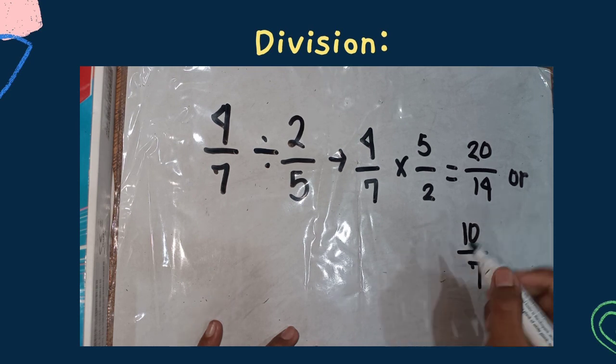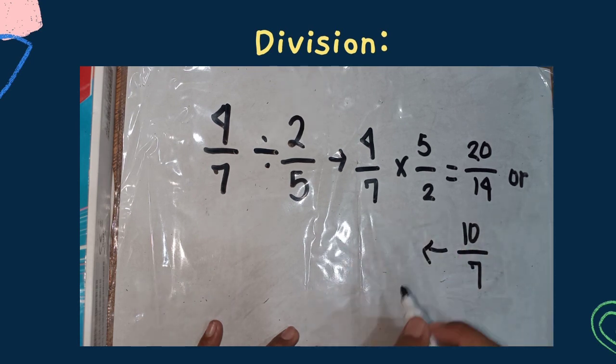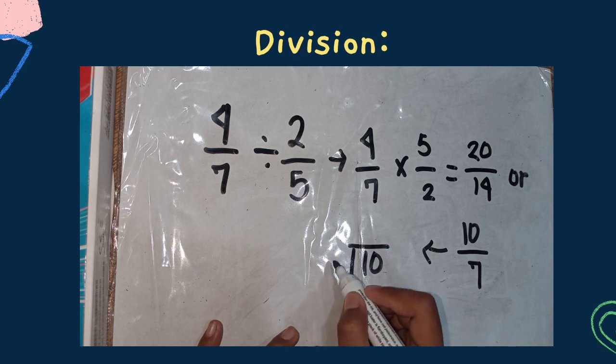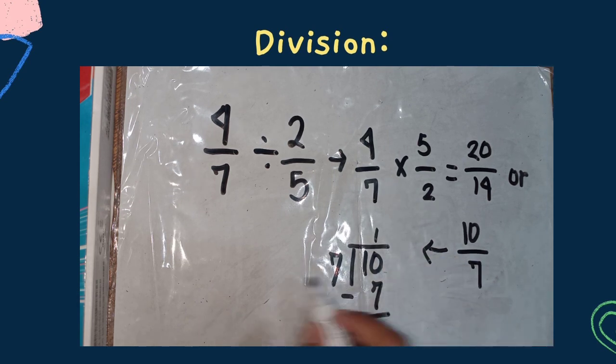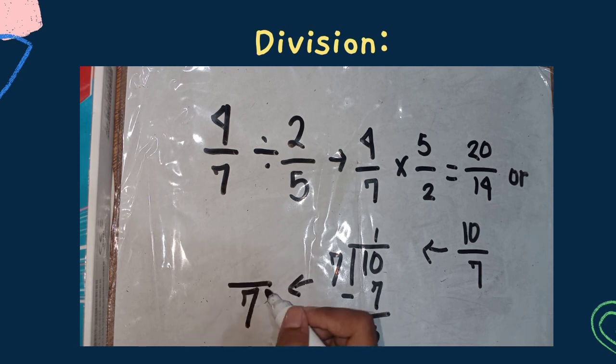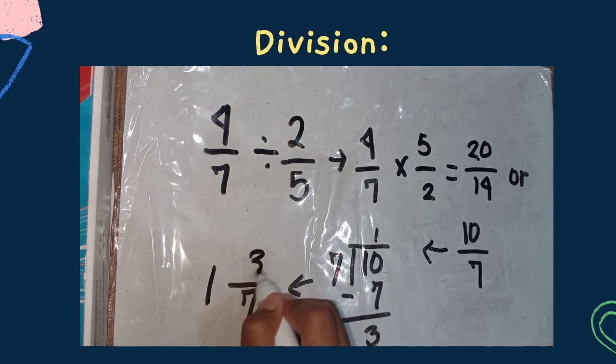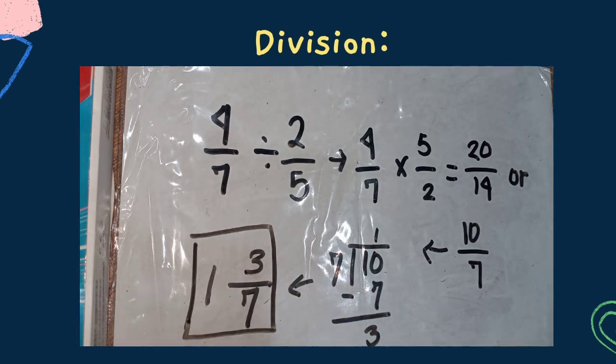20 over 14 or 10 over 7. But that's an improper fraction. So let's transform that into a mixed number. There we have 1 and 3 over 7.